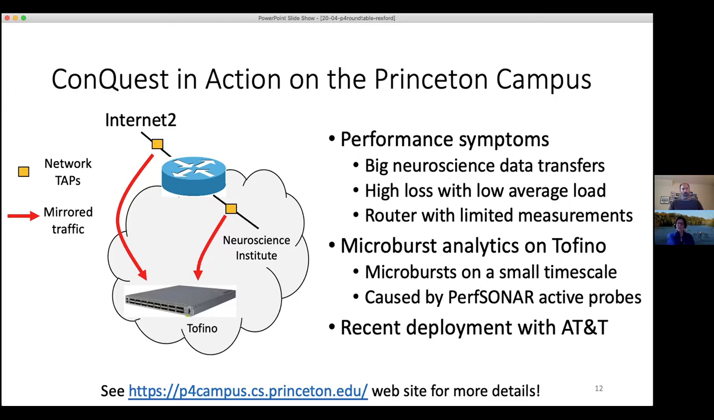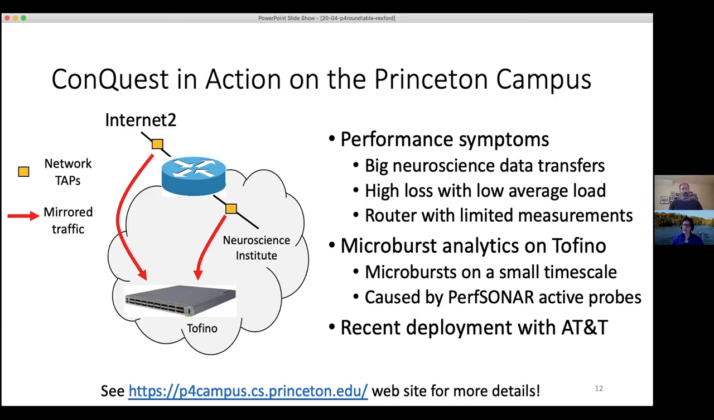We plug them both into the same pipeline on the Tofino and run the analysis from ConQuest there, with the additional information of joining the two copies of each packet together so we know when it entered the queue on the legacy router and when it left the queue on the legacy router. And then we run all the analysis I described over the last few minutes. Long story short, there were microbursts, and the actual reason is pretty funny.